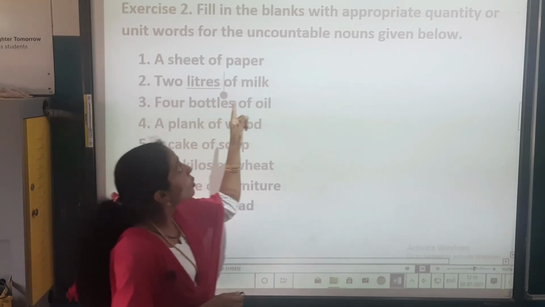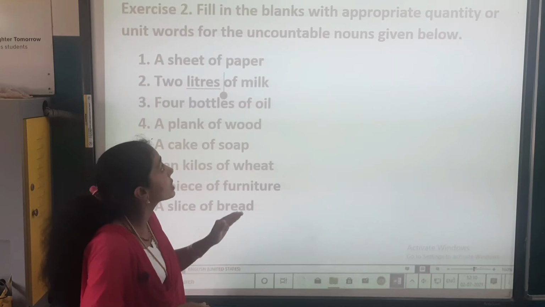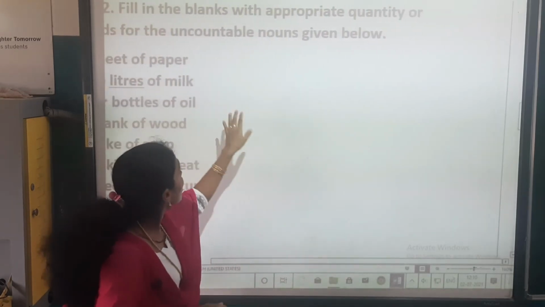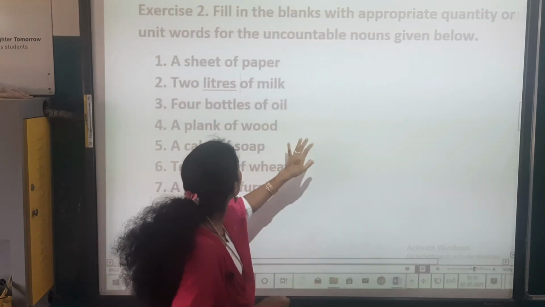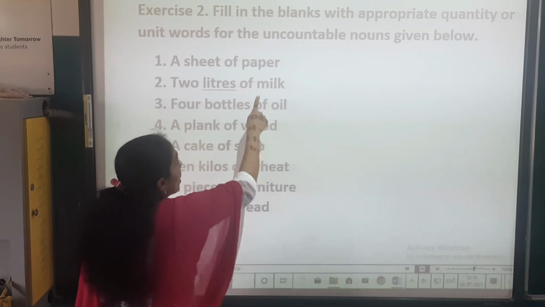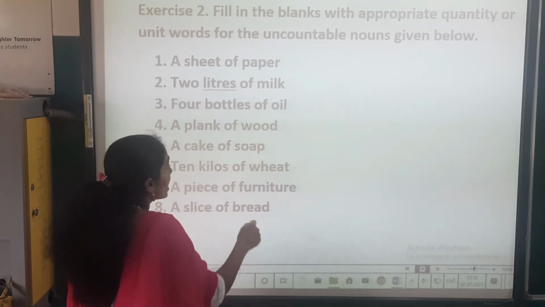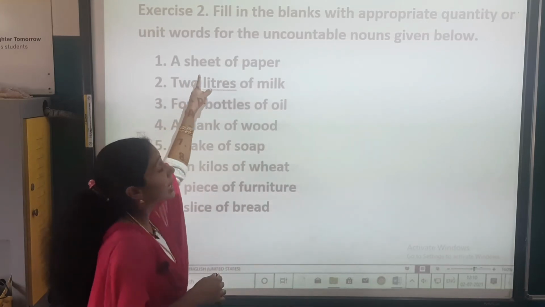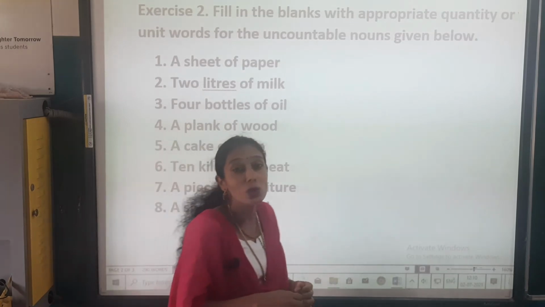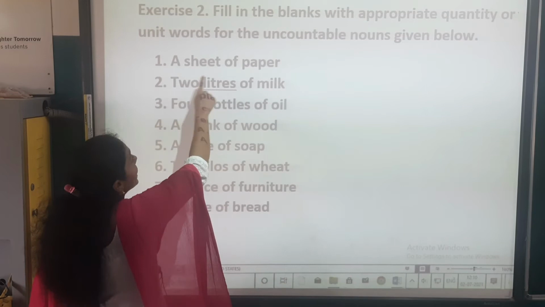So children, here you have to fill in the blanks with appropriate quantity or unit words for the uncountable nouns given below. Look here, children. All these things come under uncountable nouns: milk, oil, wood, soap, bread. But because of the expressions that we use here, we can use those words as countable nouns. A dash of paper.